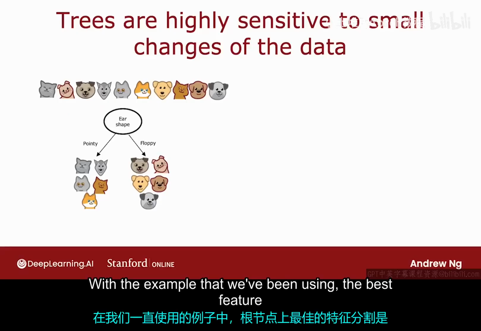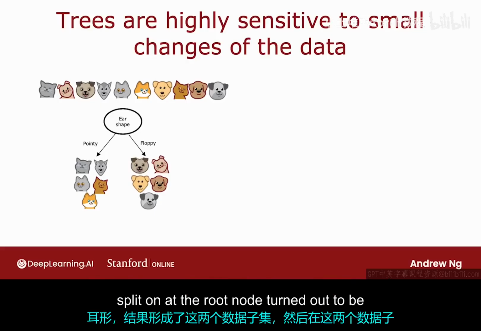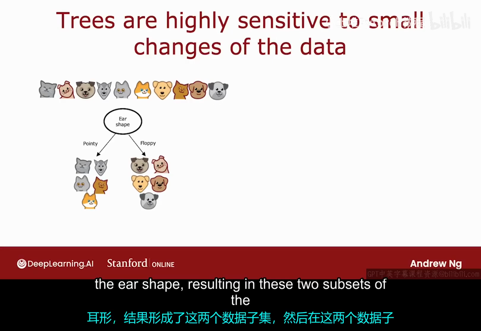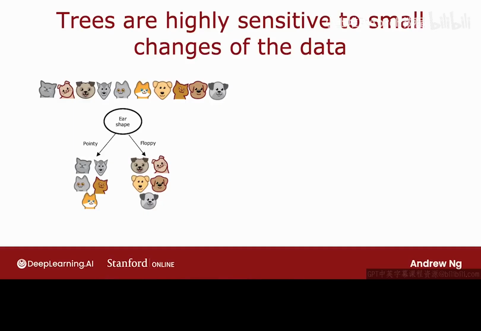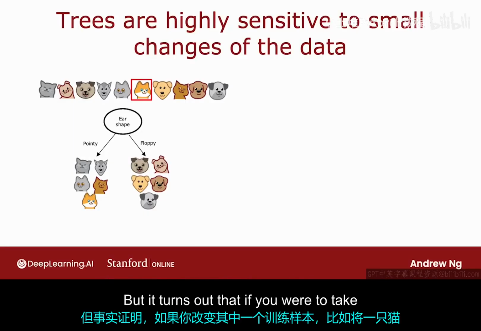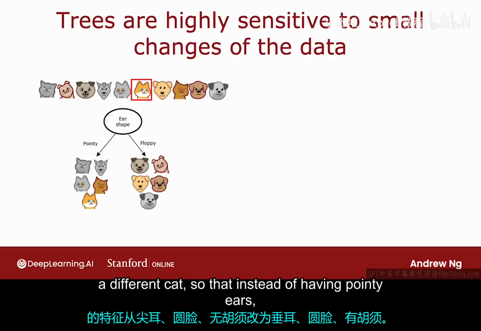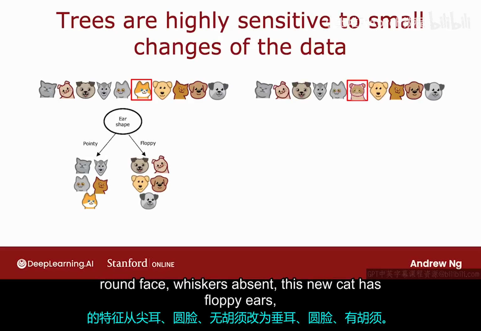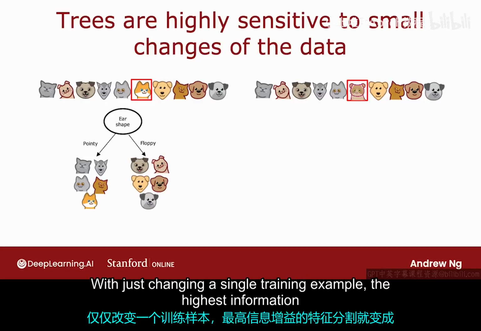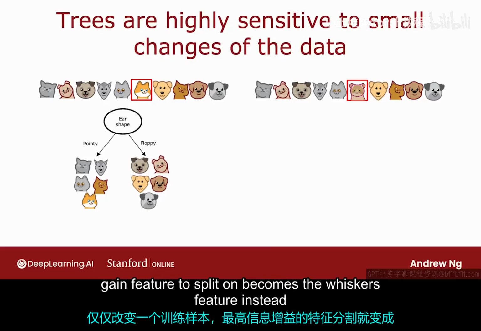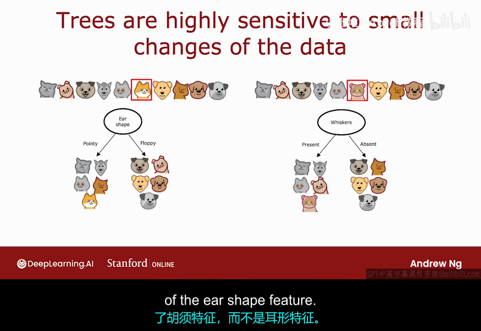Let's take a look. With the example that we've been using, the best feature to split on at the root node turned out to be the ear shape, resulting in these two subsets of the data, and then building further subtrees on these two subsets of the data. But it turns out that if you were to take just one of the 10 examples and change it to a different cat, so that instead of having pointy ears, round face, whiskers absent, this new cat has floppy ears, round face, whiskers present, with just changing a single training example, the highest information gain feature to split on becomes the whiskers feature instead of the ear shape feature.